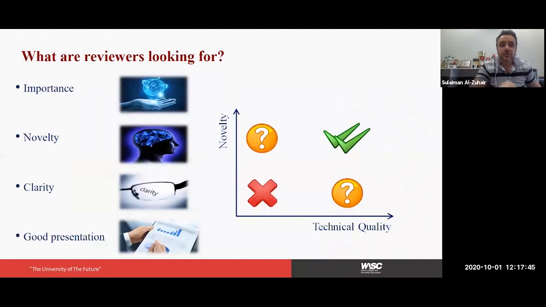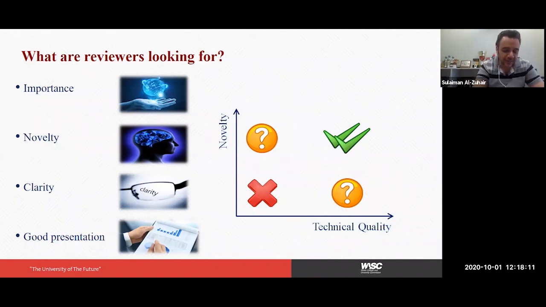So what reviewers look at, you can see the graph here. We have two axes, the technical quality and novelty. If you have high technical quality and high novelty, you have high chances of being accepted. If you have high novelty with low technical quality, you have a good chance. And if you have high technical quality with low novelty, you still may have a chance. But if you lack both, it's deemed to be rejected.